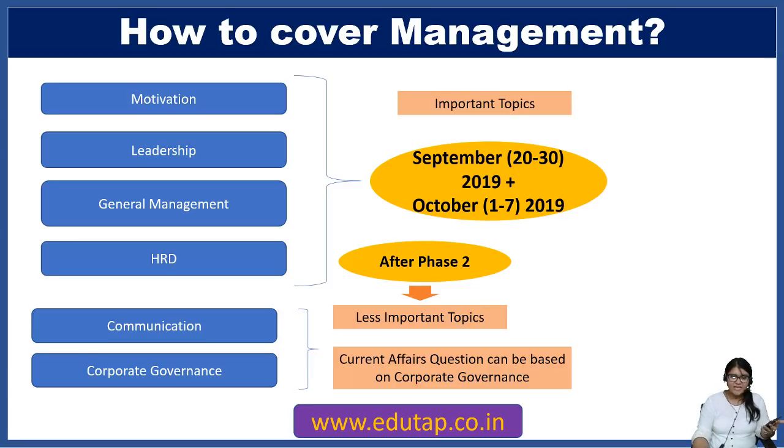Next, the less important topics that you can see on your screens: communication and corporate governance. These can be given importance after your phase 2. Do not do them now. Do the 4 topics of management very simply: motivation, leadership, general management, HRD, very easy. But keep in mind that the questions asked from management have very close options. So repeating the fact, concept clarity is very important. Right, friends?